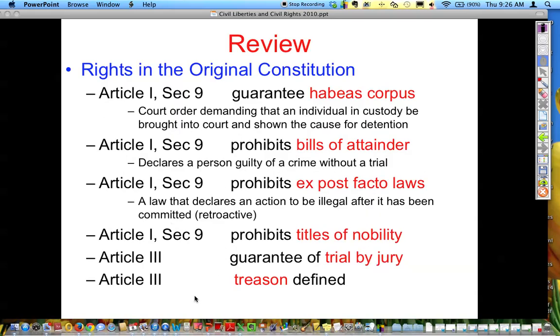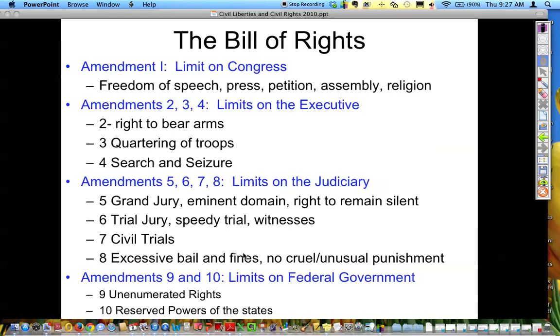Here is a basic overview of examples of civil liberties that exist in the original Constitution before the Bill of Rights were added. Things such as Article 1, Section 9, what the government cannot do. And I know you can read those. We've gone over those before. In Article 3, it says there should be a trial by jury. It also defines treason in case anybody does go against the government.